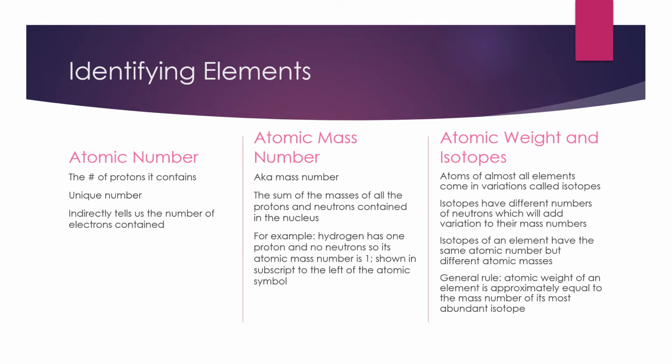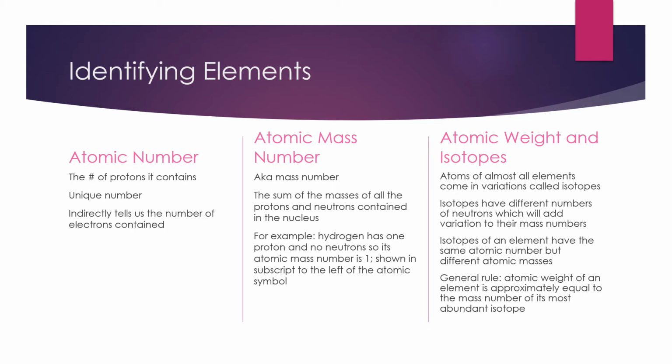First, we have the atomic number. This is the number of protons an atom contains. It's a unique number and will indirectly tell you how many electrons an atom has. Because if you remember, atoms are electrically neutral, so it has to have the same number of protons and the same number of electrons. Atomic mass number, aka mass number, is the sum of the masses of all the protons and neutrons contained in the nucleus.